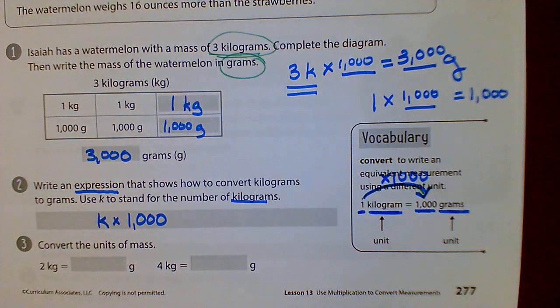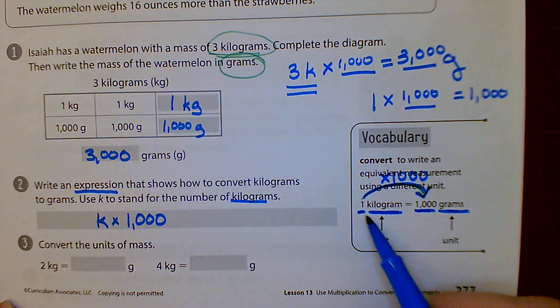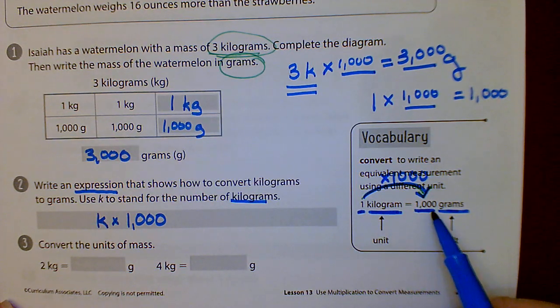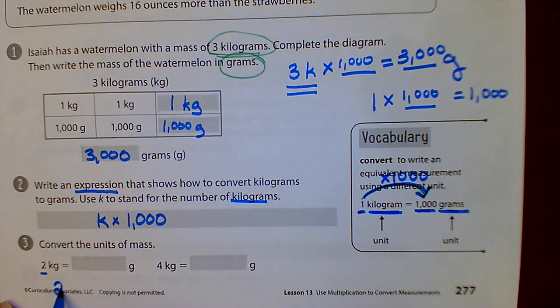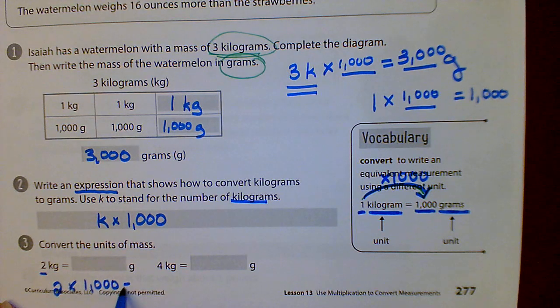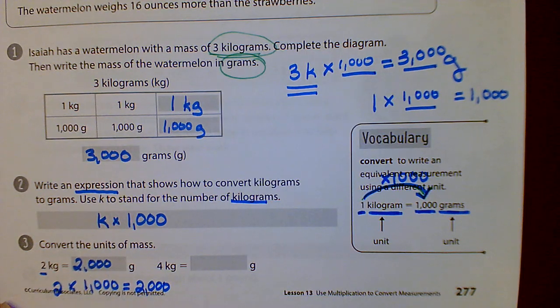All right, so then it says, convert the units of mass. So 2 kilograms would be how many grams? Well, again, what is my rule for converting kilograms to grams? Multiply times 1,000. So I'm going to take that 2, and I'm going to multiply it times 1,000. So what is 2 times 1,000? Use your zero trick, my friends. 2 times 1 is 2, and then add on those zeros. And so that's going to be my answer right there.